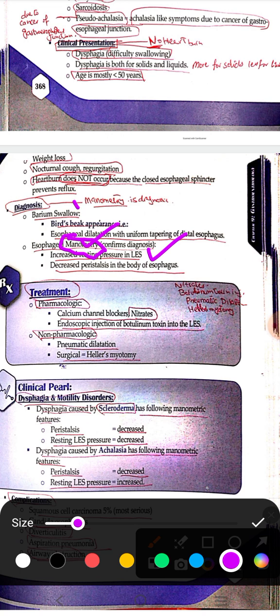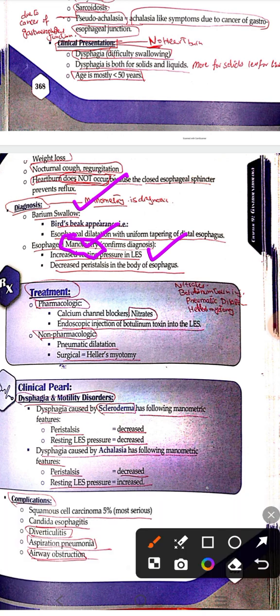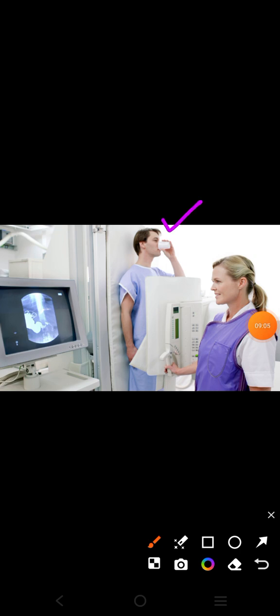And similarly, we can do a barium swallow. In barium swallow, we give barium sulfate, which is in powdered form. We mix it into a liquid, and then we ask the patient to swallow it. When the patient swallows it, we take a plain x-ray. Okay, what is barium sulfate? It is a radioactive material. You put it in water or any liquid and give it to the patient to swallow, then you take an x-ray, and you can easily see the status of the patient's esophagus.